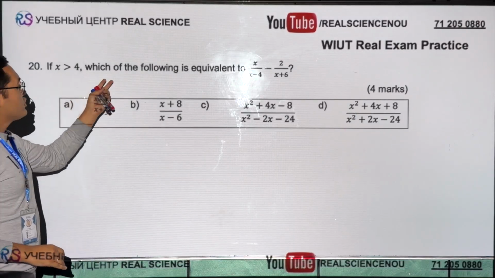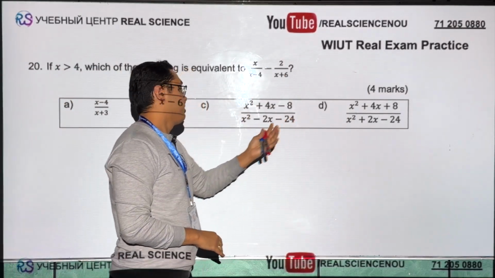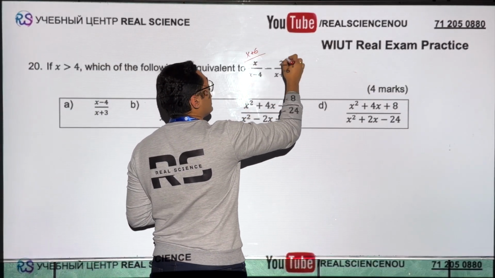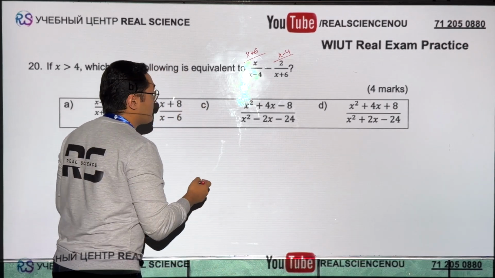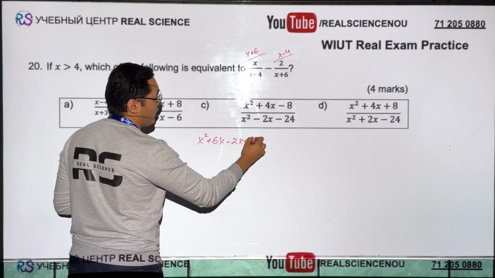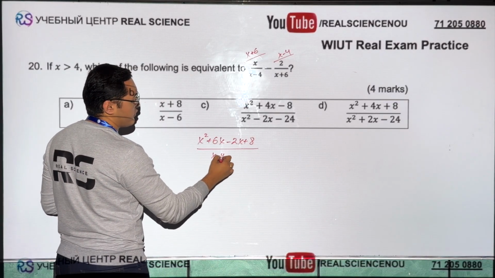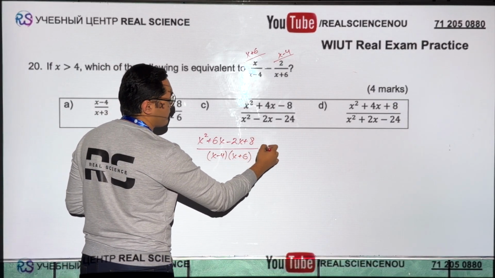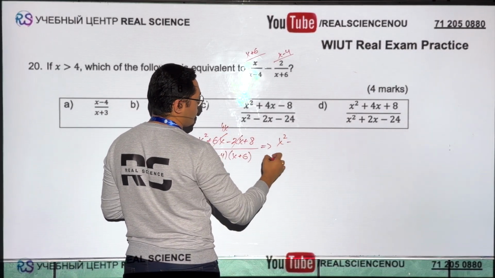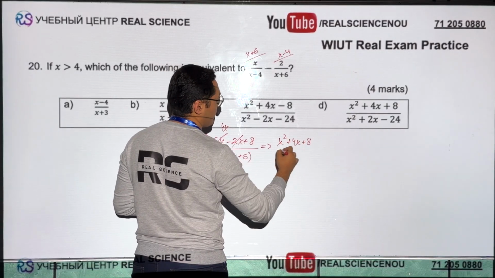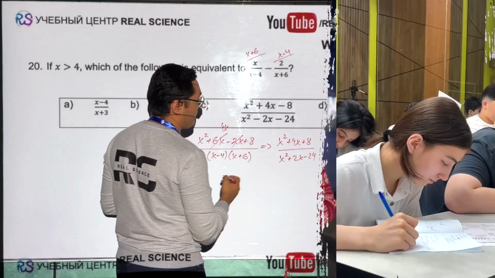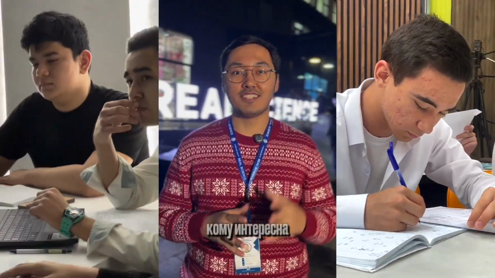If x is more than 4, which of the following is equivalent to this expression? This is pretty easy. Let's give a common denominator. Here we have x plus 6. Here we have x minus 4. Let's multiply that now. X squared plus 6x minus 2x plus 8 divided by x minus 4 times x plus 6. 6x minus 2x is going to give us 4x. Then the answer is x squared plus 4x plus 8 divided by, if we multiply this one, x squared plus 2x minus 24.